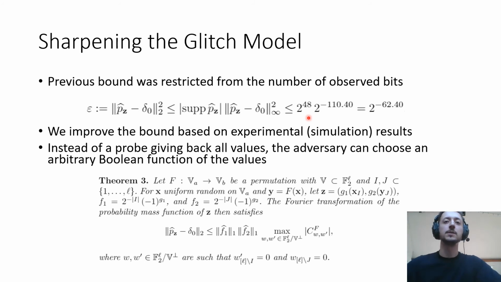But it allows us to make theorem 3, and there's a lot of text there, but what it basically says is that we can make the same estimation as before. However, if we now take specific glitch functions, which are these functions chosen by the adversary, then the bound can be calculated using the L1 norm of those functions.